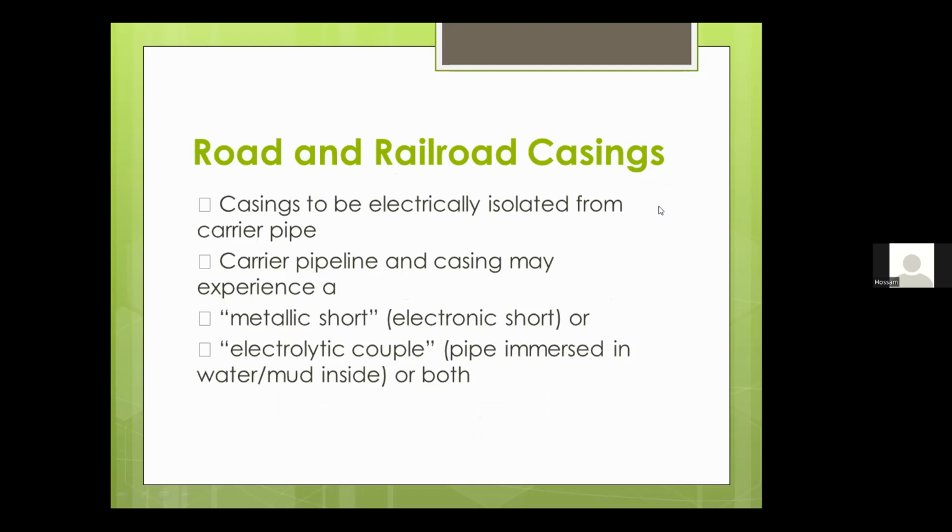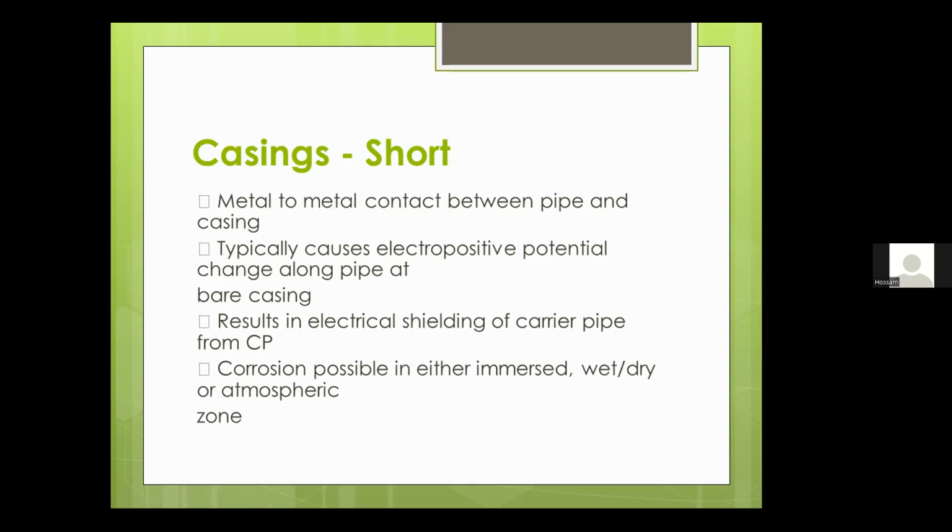Another topic is the road and railroad casings. The casing should be electrically isolated from the carrier pipe. The carrier pipeline and casing may experience a metallic short or an electrolytic couple, or the ideal case is to be isolated. A short means metal-to-metal contact between the pipe and the casing.